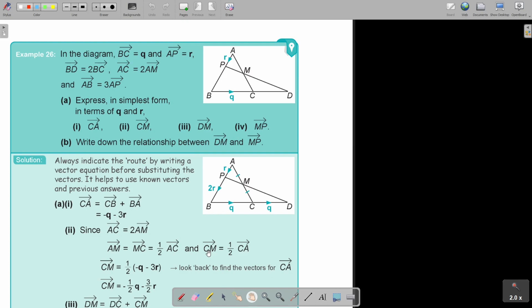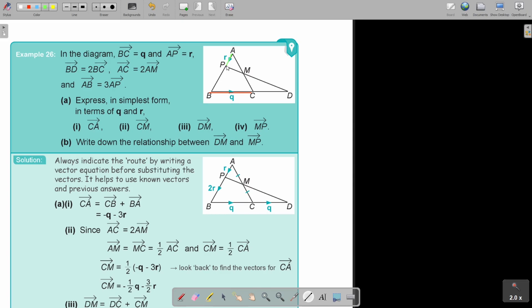So in the diagram, BC is Q. Just take note, not the whole, only BC, that is Q. AP is R. Where is AP? That little part is R. So please don't make mistakes. Just check that. Just that little bit.